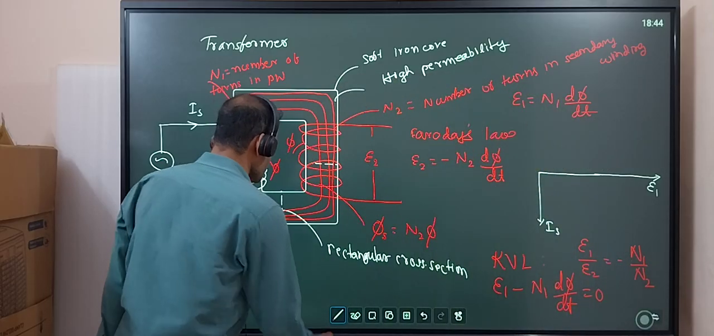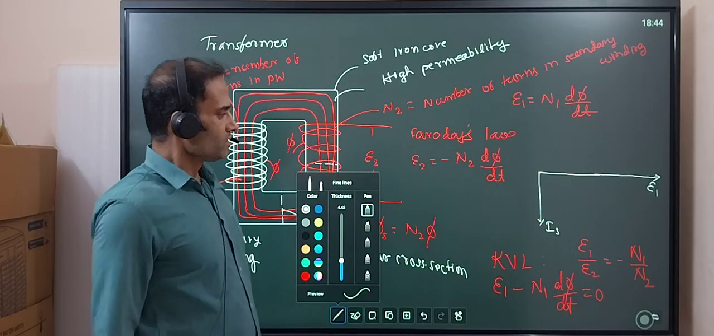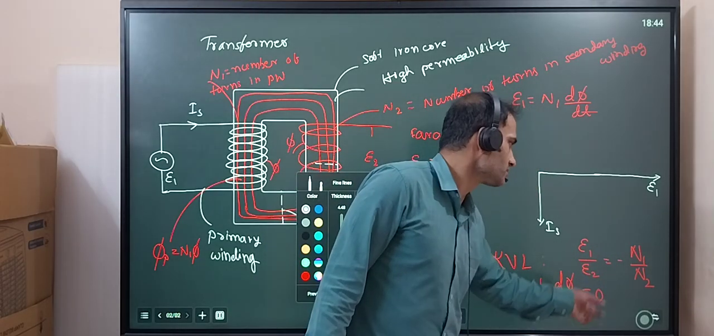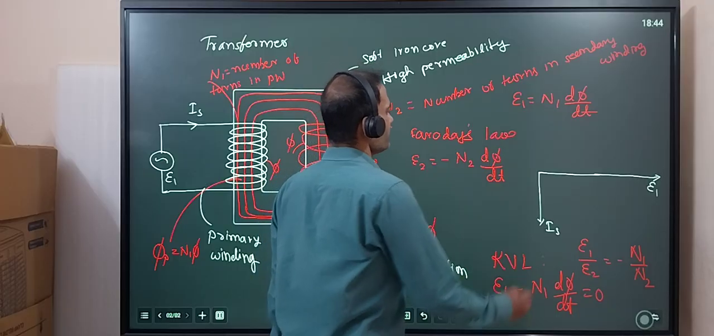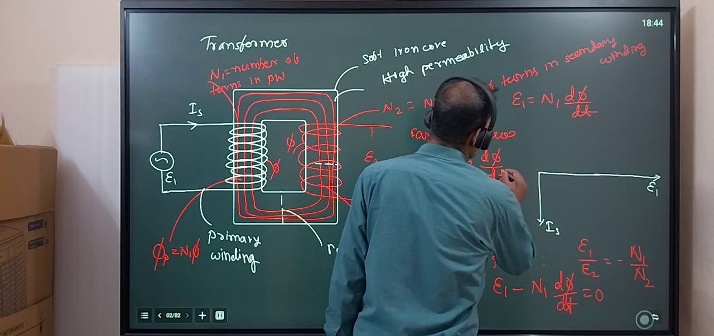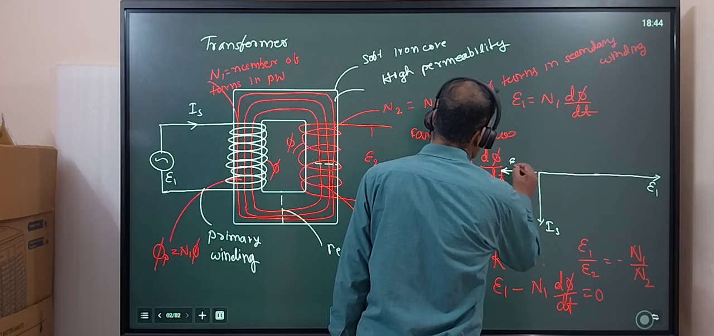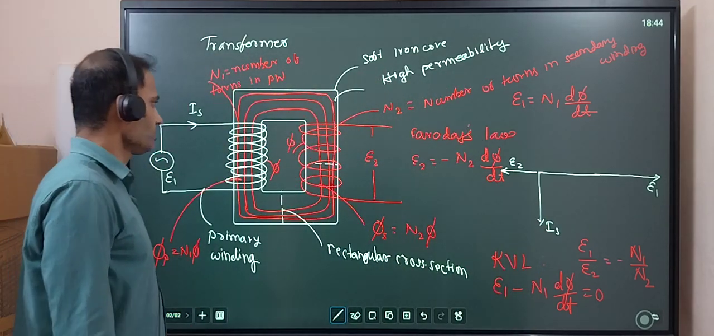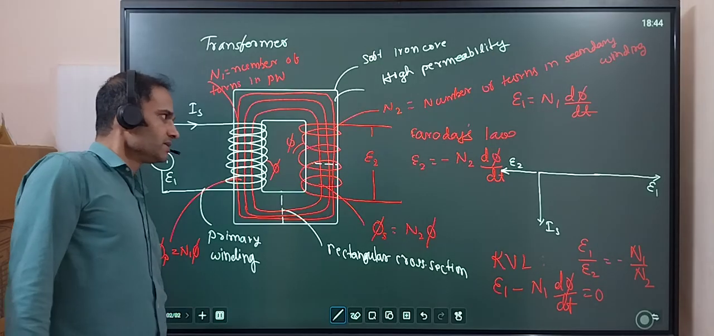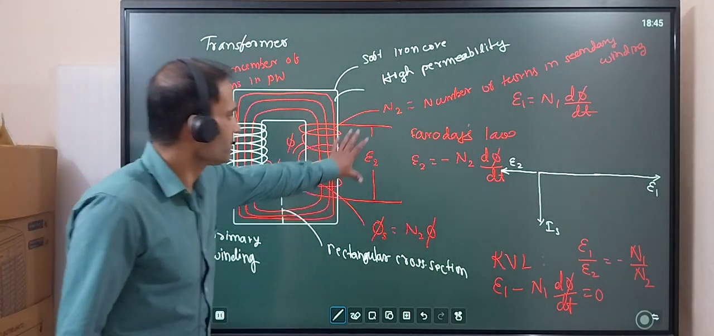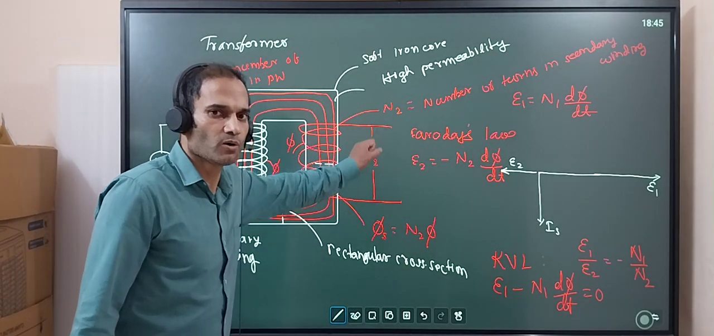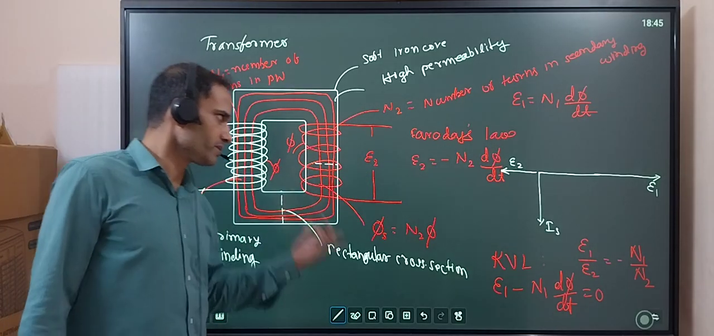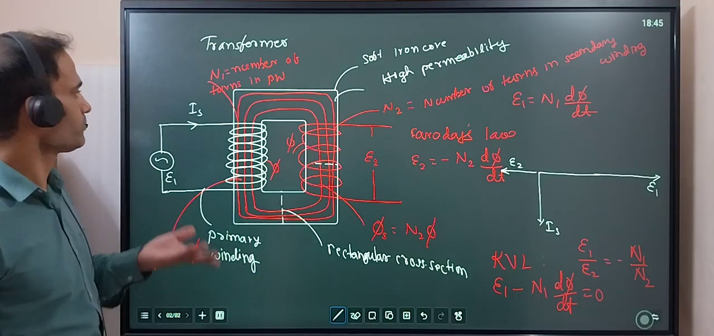So up to this we have seen that E2 will be smaller than E1, but opposite in phase. So I will show you E2 this way, and we are going to go to the next page. In the next page, I will draw one load resistance here. But before that, I want to discuss one more thing.